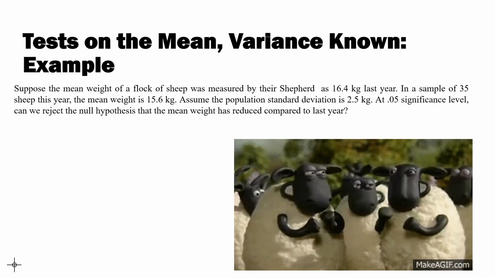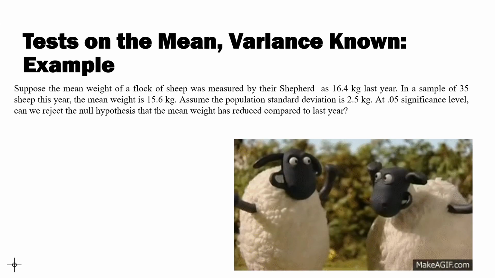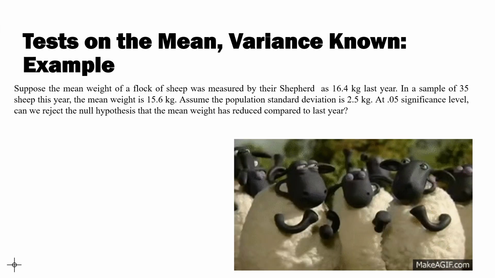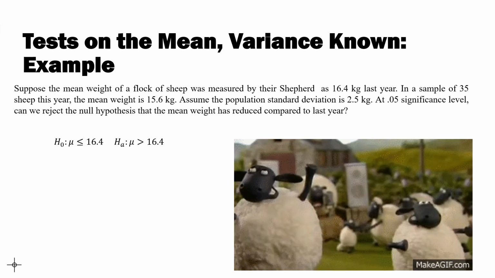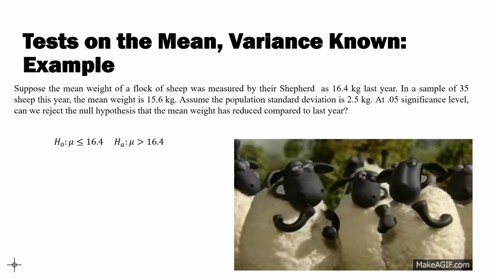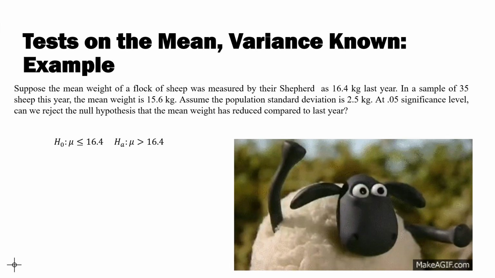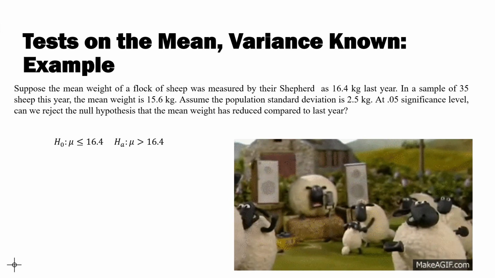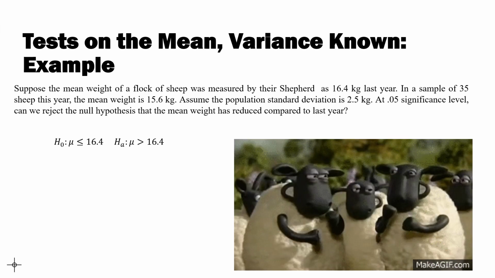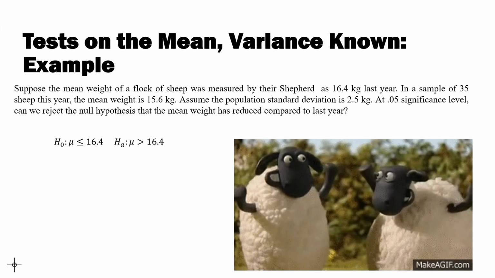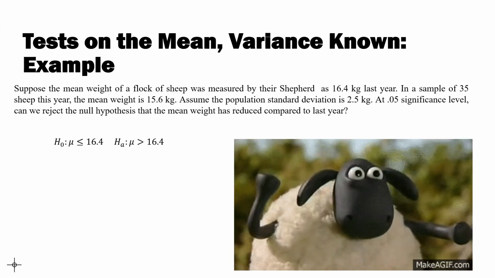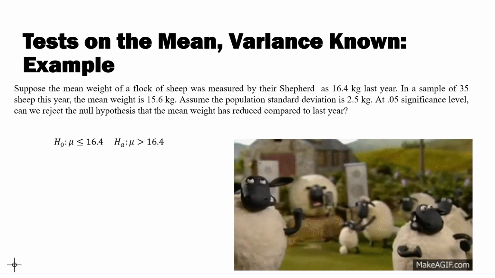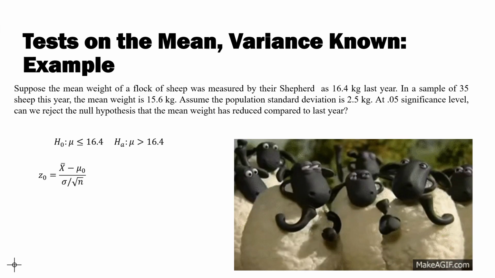First, we need to define the null and alternative hypothesis. As the main claim of interest is observing an increase in weight, we define the alternative hypothesis as mu being greater than 16.4 and null as mu being less than or equal to 16.4. To choose the test statistic, we need to identify that we are hypothesizing on the population mean of a single sample and the population variance is known, so we must use a z-test statistic for single samples.